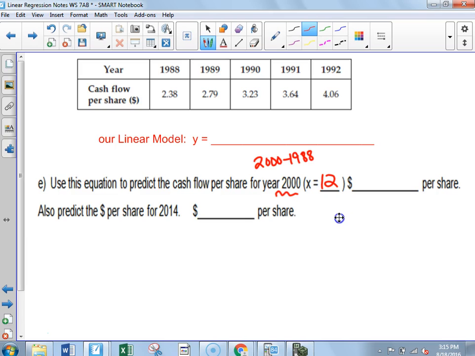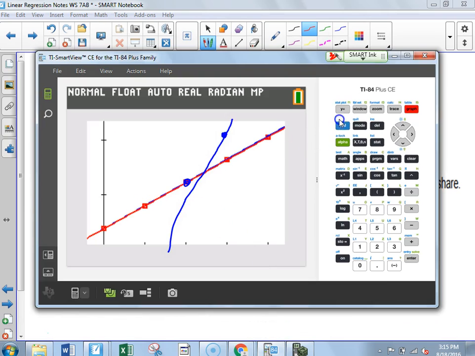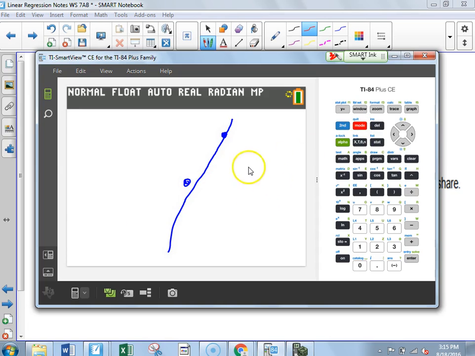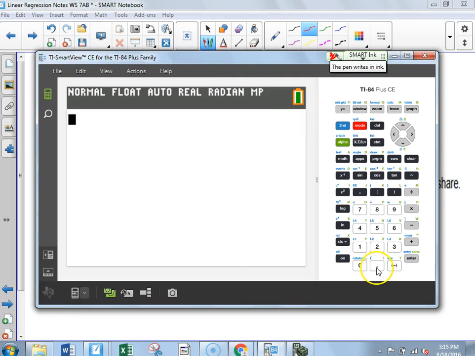There's a bunch of ways you can do this. The easiest way, to be honest, for most of us is just to go back to the home screen. So do second mode, quit. Get this off here. And type it back in. 0.421 times 12 plus 2.378. Do I remember it now? Okay.